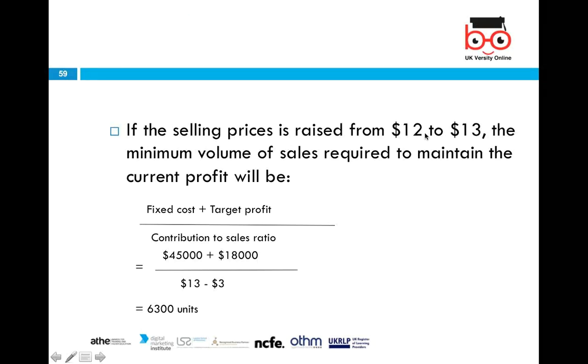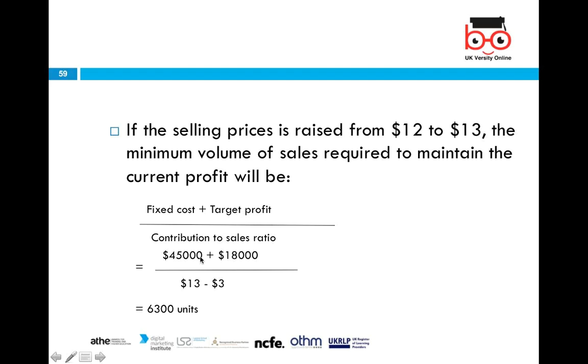If the selling price is raised from $12 to $13, so we increase $1 from $12 to $13, what will be the minimum volume of sales required to maintain the current profit? Let's play with the numbers. If you increase the selling price by $1 from the previous price, what will be the minimum volume of sales required to maintain the current profit?